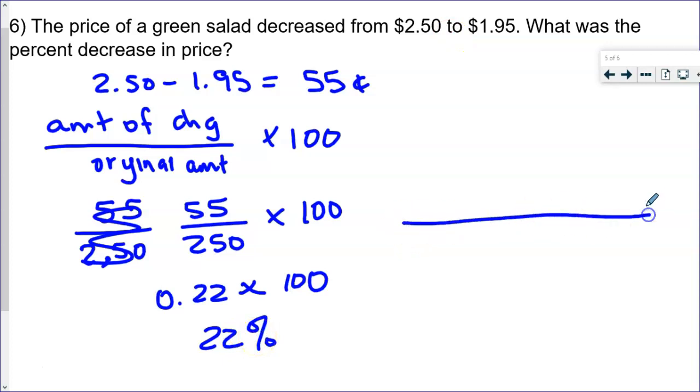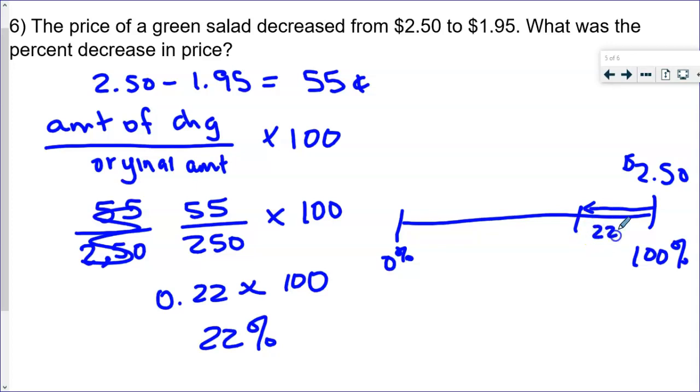And again, I'm going to give you a number line here. So we have 0% and 100%. At 100%, it was $2.50. Okay, it decreased this way by 22%. So this is 22% in here. If we actually wanted to find this number, it would be what, 78%. Okay, and that's where the $1.95 would be. All right, moving along.